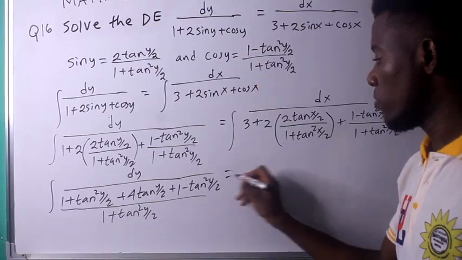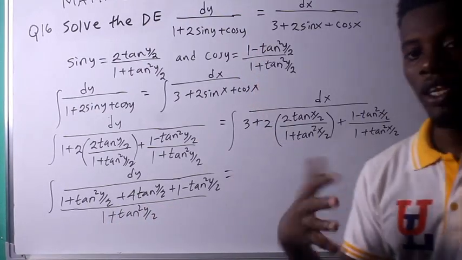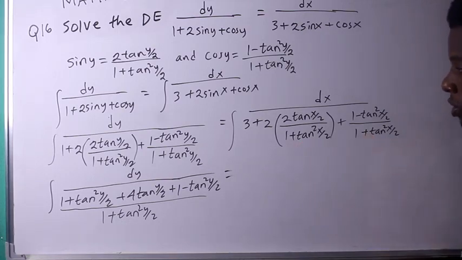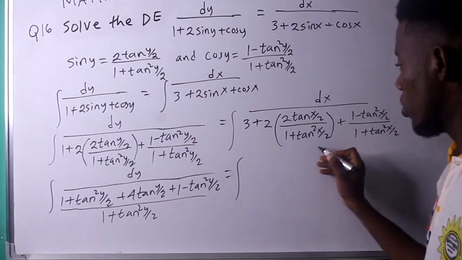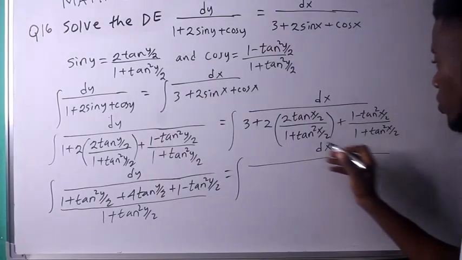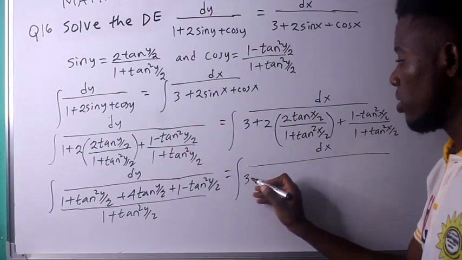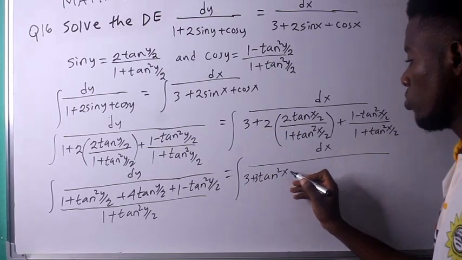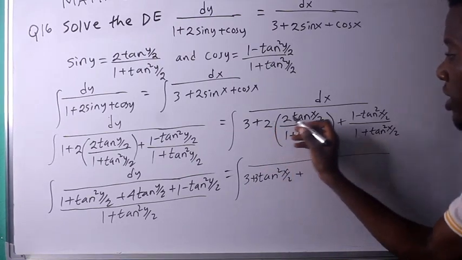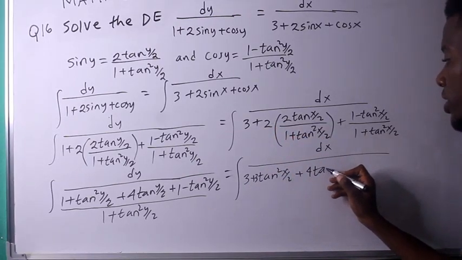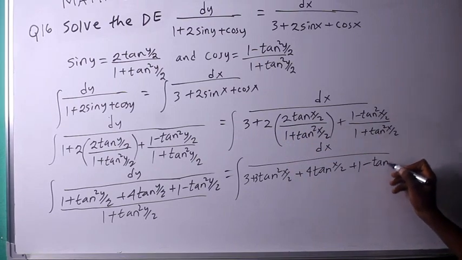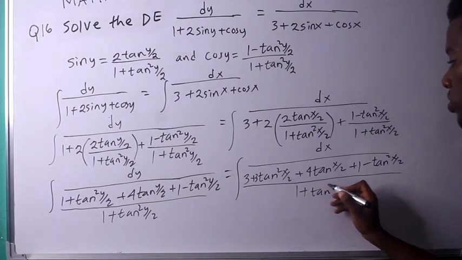And this equals, we do the exact same thing here. We find the least common denominator and then we'll go ahead to simplify. So this is the least common denominator. So we just have the integral of dx. So this times this is 3 plus 3 tangent square x over 2, plus this time 4 tangent x over 2, plus 1 minus tangent square x over 2, all over 1 plus tangent square x over 2.